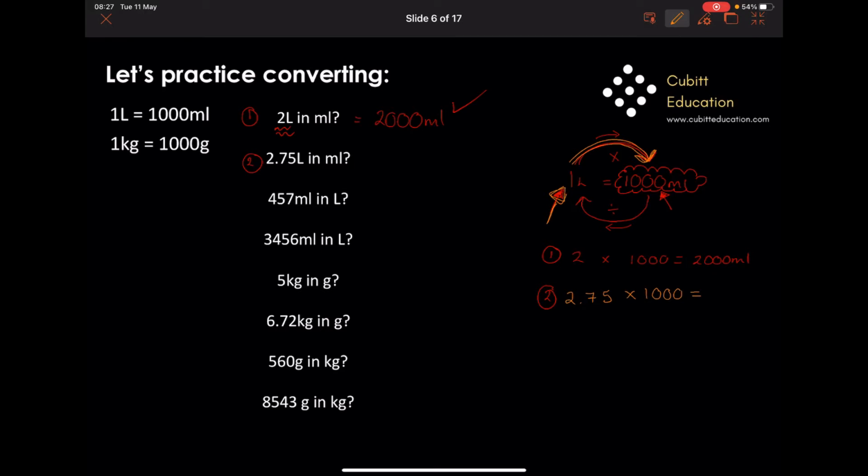Again, please go back and watch the video on multiplying by 10, 100 and 1,000 if you're not sure. But I'll quickly show you. If we're timesing by 1,000, we move our decimal point 3 places to the right. 1, 2, 3. And because there's a spare space, that means there'll be a 0 there. So it'd be 2750 because your decimal point ends up there. And that is millilitres.